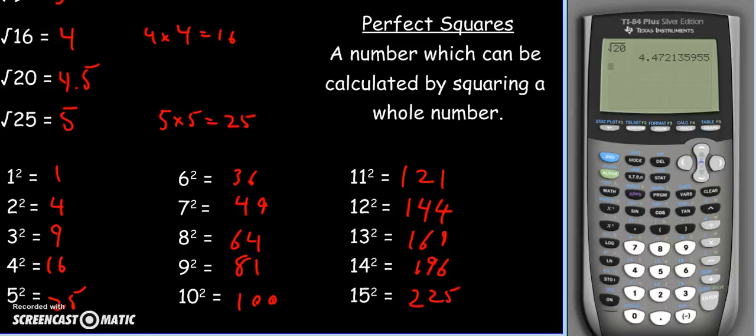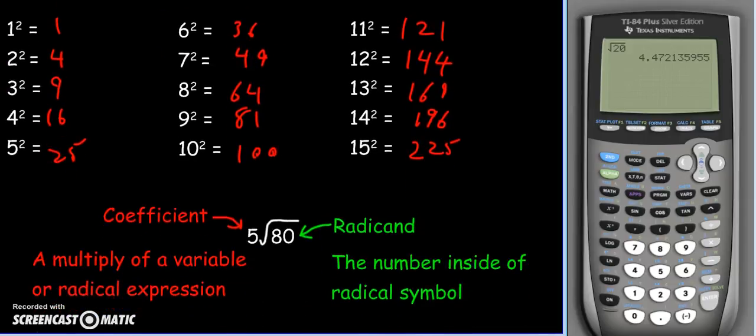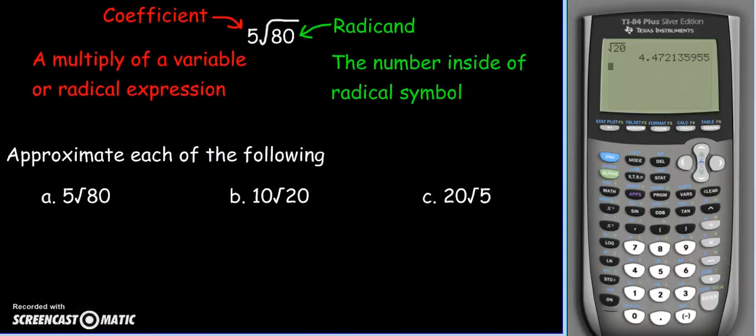Alright, so let's take a look at what a radical is, or the parts of a radical. The number in front of the radical is known as the coefficient, which just really means a multiple. I wrote that incorrectly, I apologize. A multiple of a variable or a radical expression, so it's a multiple. So there are 5 radical 80s. The number inside of the radical is known as the radicand.